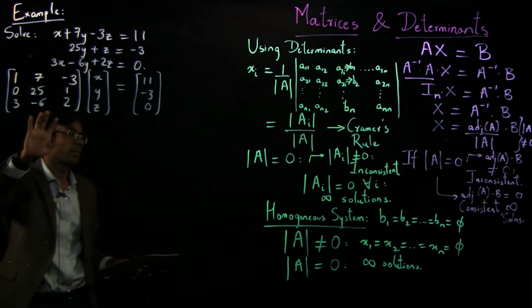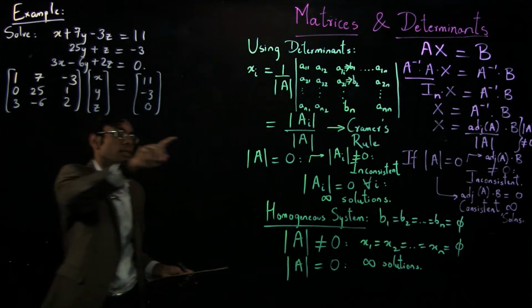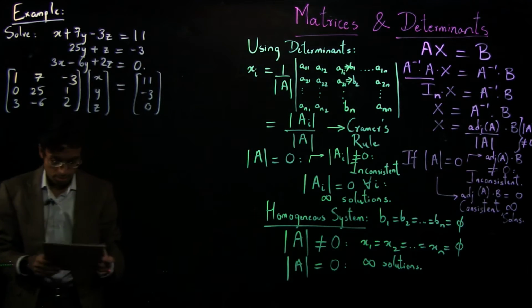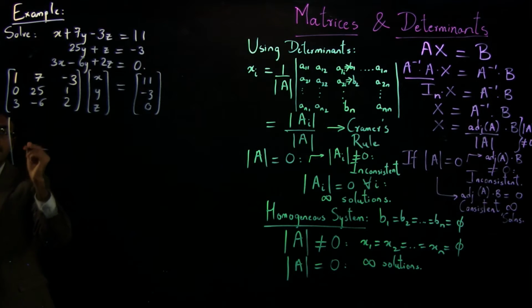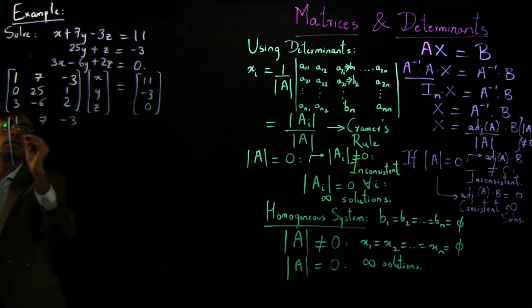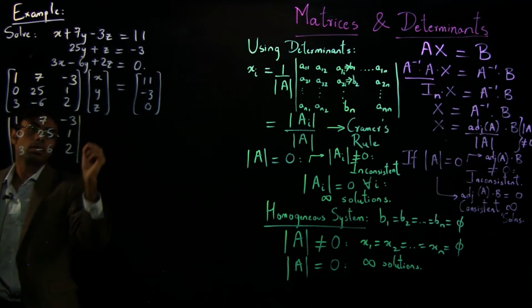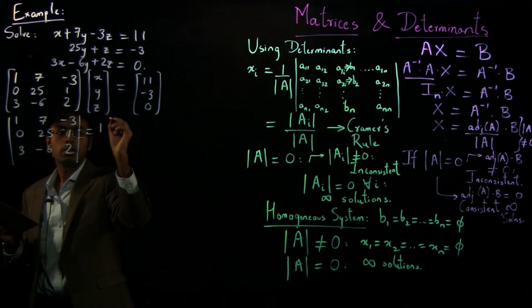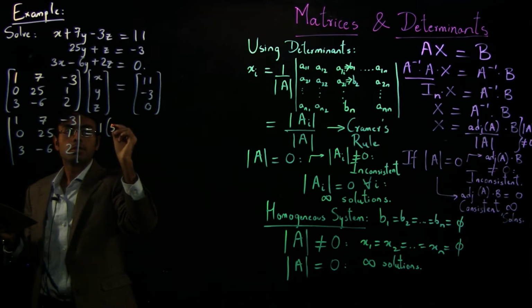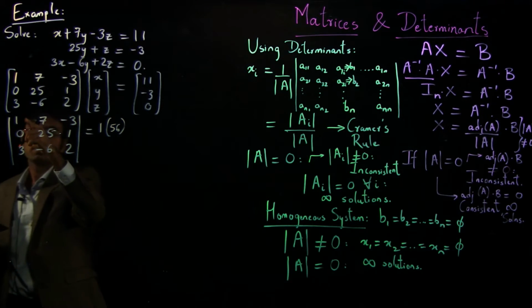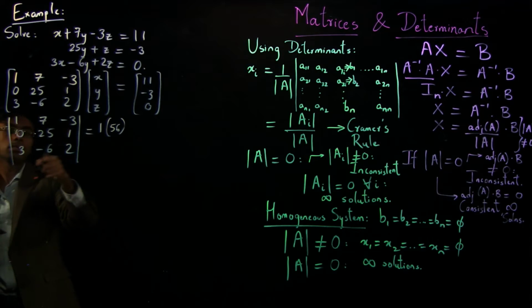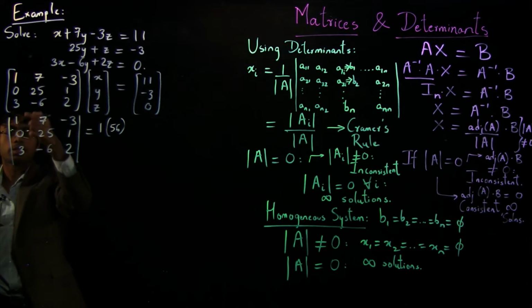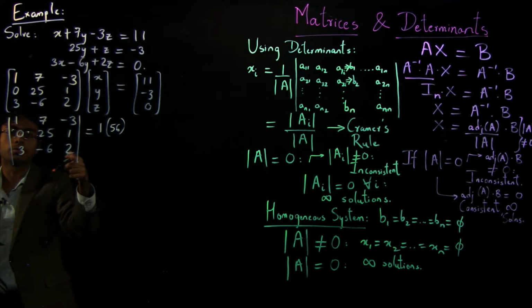After writing it in this form, Ax equals B, the next thing to check is whether this determinant of A is 0 or not. So check this calculation: the determinant of 1, 7, minus 3; 0, 25, 1; 3, minus 6, 2. I'm expanding by this column. Note that if any column or row of the determinant has one or more 0 elements, it's always easier to expand by that row or column.